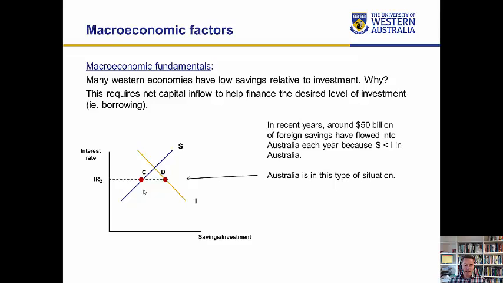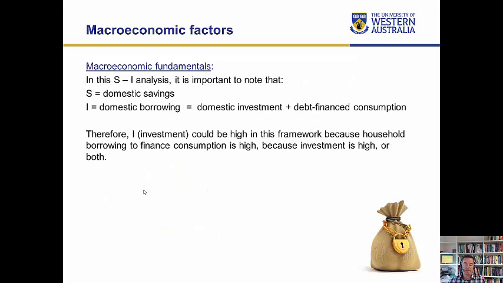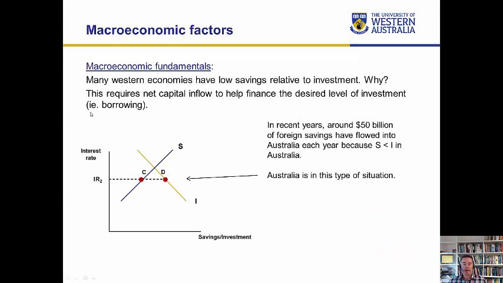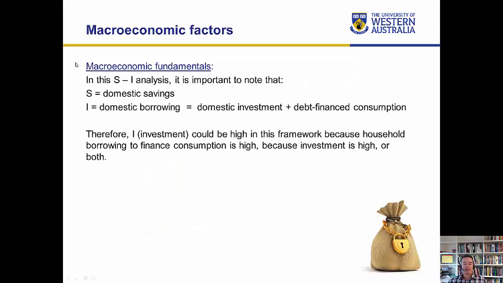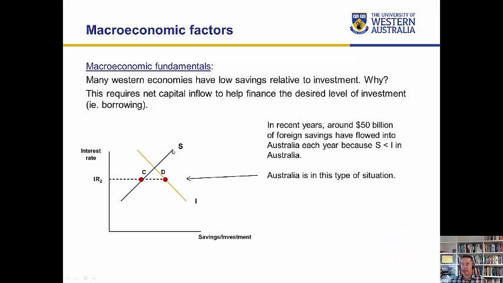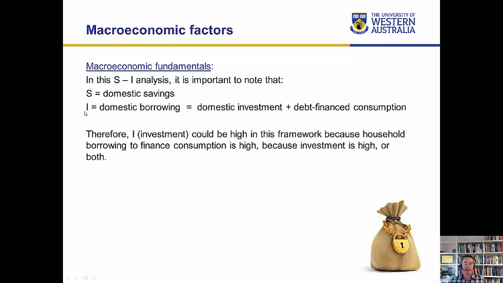Okay, so moving on from that, we've got a situation where savings does not have to equal investment in an open economy. On this slide I'm reminding you that the investment curve in this diagram is actually representative of domestic borrowing. What we have in this diagram is savings, which is the supply of loanable funds, and investment, that is the demand for loanable funds or the demand for borrowings. So domestic borrowing is a function of domestic investment spending. Most investment requires borrowing to finance it, and also debt finance consumption, which by definition needs borrowing to finance it.